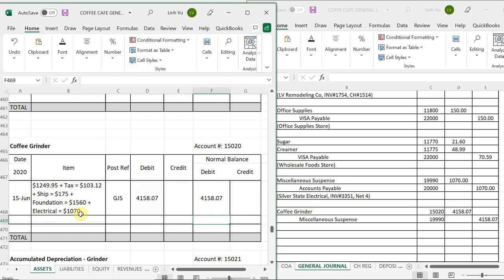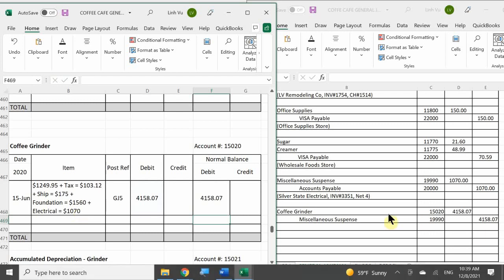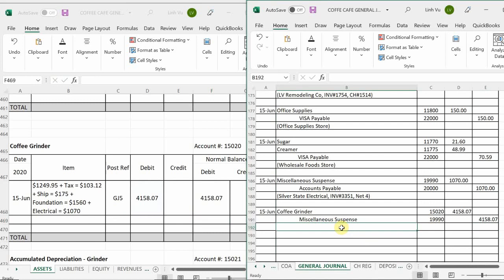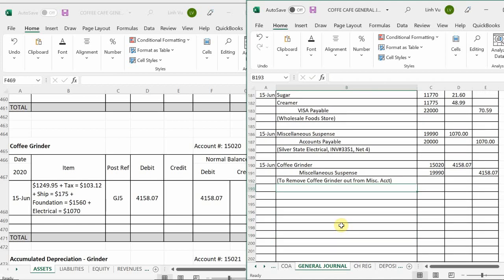What's next? Describe the transaction. Okay. And what is going to be your description here? To remove coffee grinder out of miscellaneous. Good. Okay. Anything else? I think that's all, right?